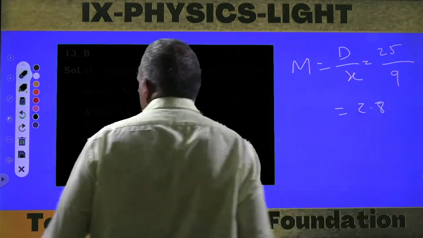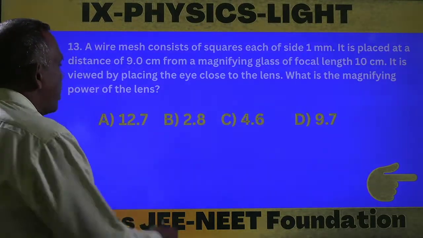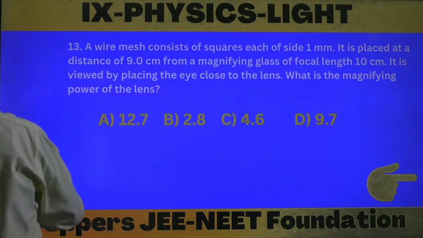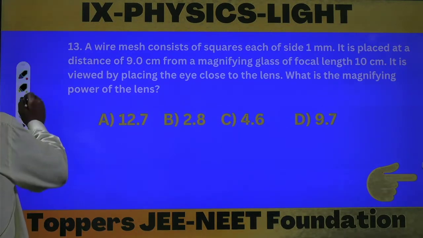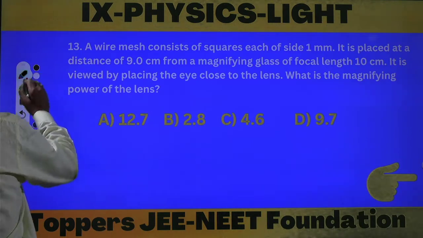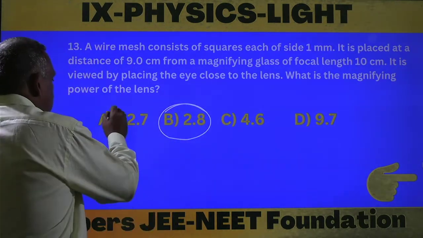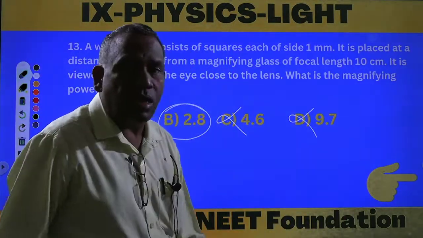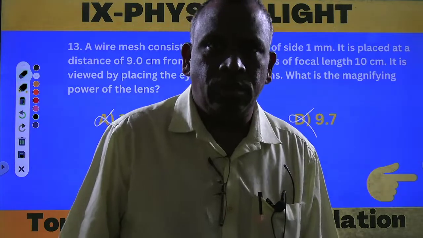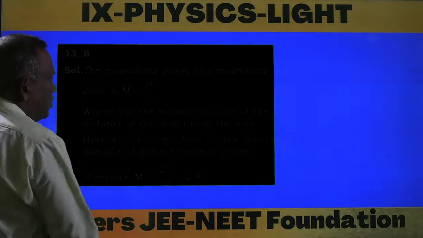See, in the given options, 2.8 is option B, which is the correct answer. The remaining options 12.7, 4.6, 9.7 are the wrong answers for this question. So this is about question number 13.